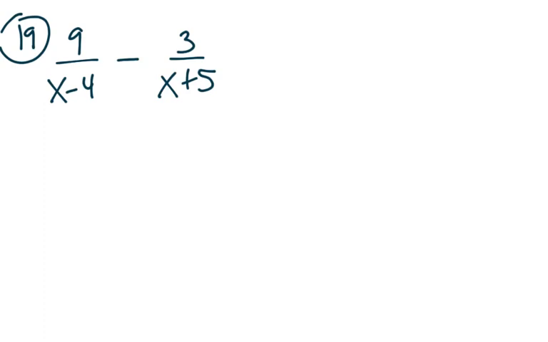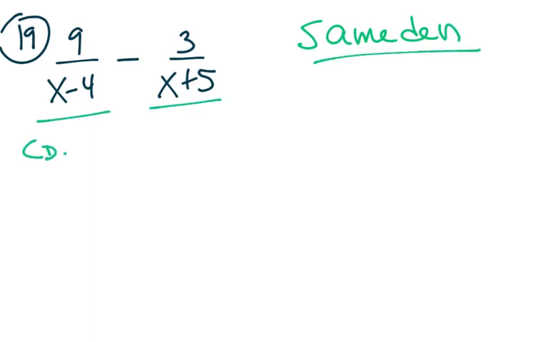Okay, so now this is a little bit different. Notice why this is different than 18 and 17 is because you're adding and subtracting. Totally different rules. You can only add or subtract fractions if they have the same denominator. So you need to get the same denominator. So your common denominator is just going to be the product of the both of them together. So it's going to be x minus 4 times x plus 5.